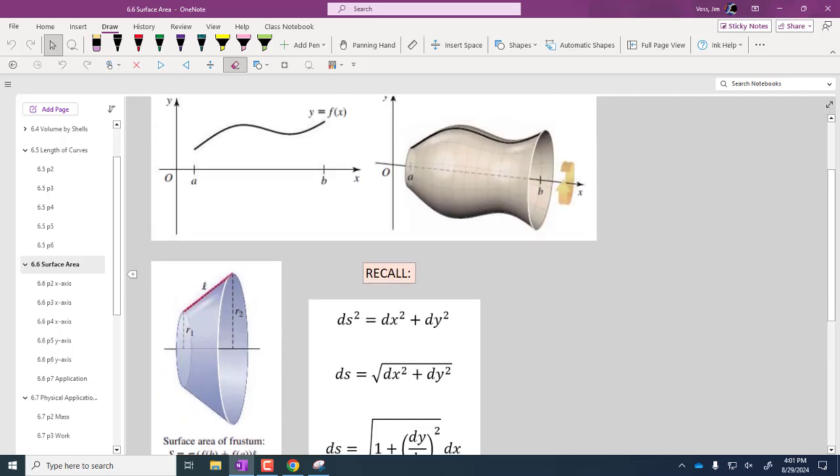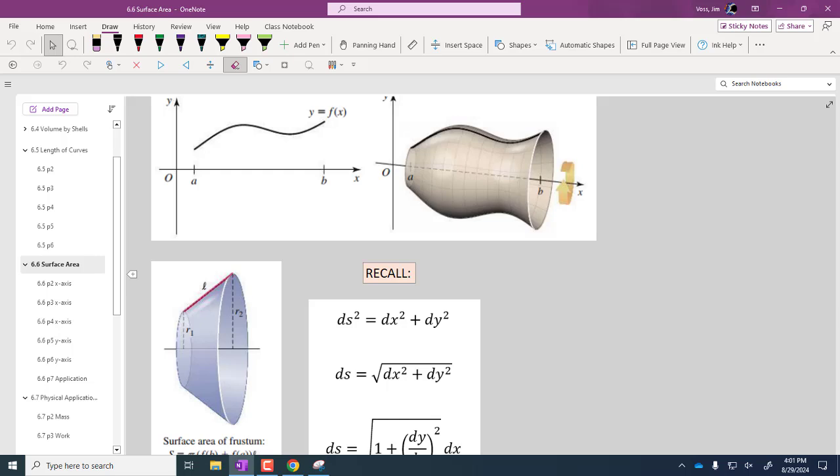Just like with the other objects that we looked at, we want to take slices and figure out a geometric shape that represents that slice in a reasonable way. We've had all sorts of different options. In this case, when we take very thin slices, the representative geometric object is going to be the base of a cone. We call that a frustum.